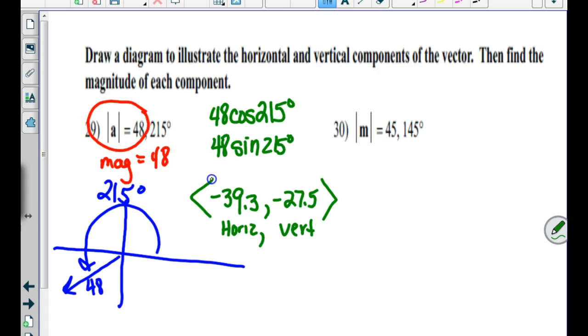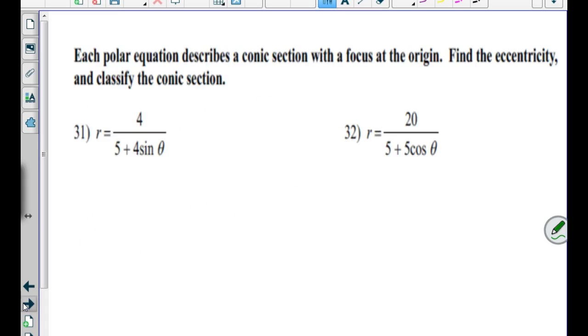I don't know what the answer actually says because when it says magnitude of a component, it's usually not negative. So the answer might have positive, but it's not asked like that on the final, it would just say find the component. All right.